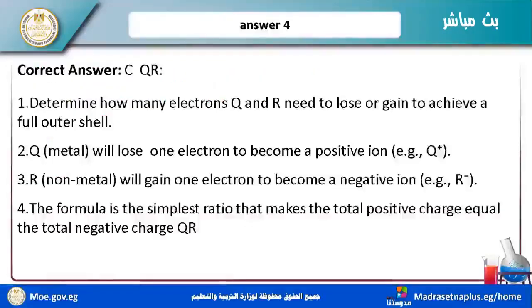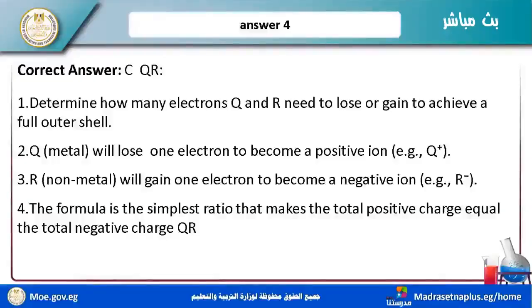Now C is the correct answer. The correct answer is C, QR. Determine how many electrons Q and R need to lose or gain to achieve a full outer shell. Q is a metal and will lose 1 electron to become a positive ion, Q positive 1. R is a non-metal and will gain 1 electron to become a negative ion, R negative 1. So the formula is the simplest ratio that makes the total positive charge equal the total negative charge: QR.